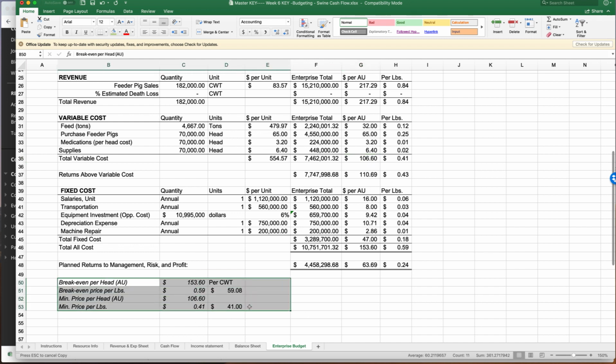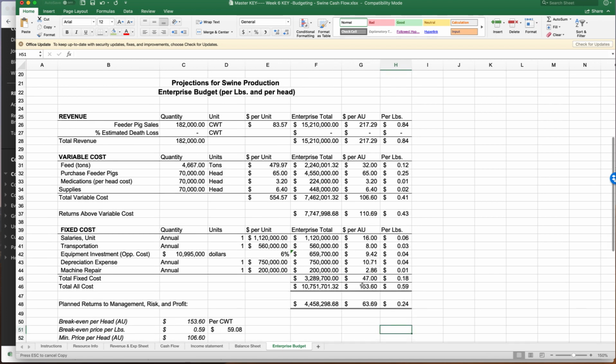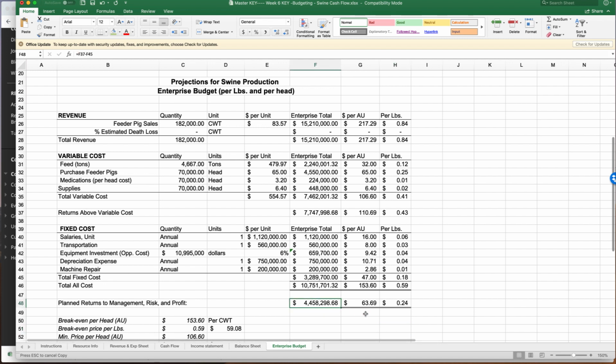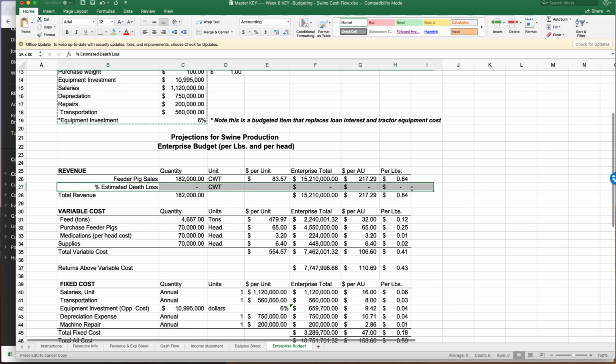So this is what I want you to do here at the bottom. Now your homework gives you the structure. You just got to fill the holes in. So what does this look like if you don't have any death loss? About $4.458 million. $63 per head, 24 cents a pound. Now, probably easier to do without death loss being factored in. But now that we have this done, it's only affecting this line right here.